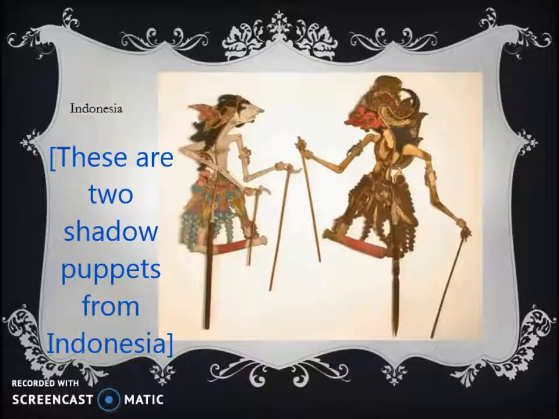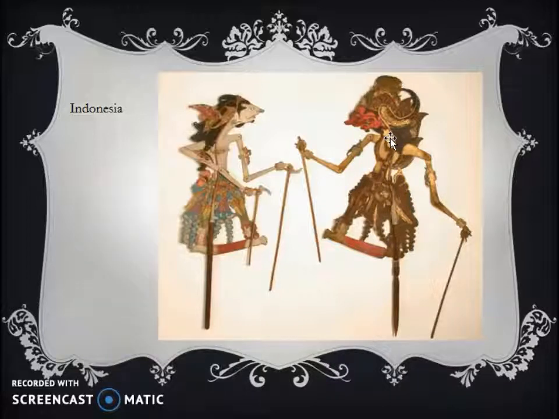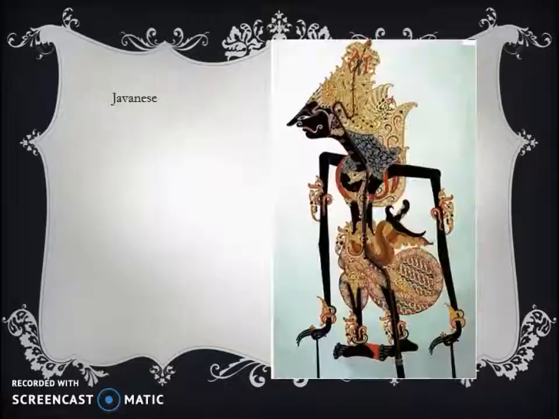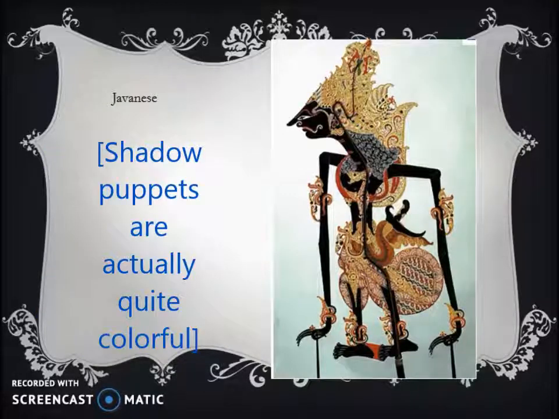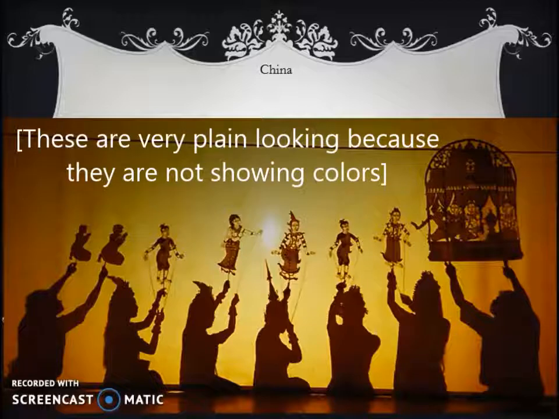So these are 2 shadow puppets from Indonesia. And you can tell that this would be the bad guy because he's got a nice red face. And they use the colors in order to show different highlights of what they wanted. So when you're thinking about color and shadow puppets, you don't really put those 2 things together. But shadow puppets are actually quite colorful. Now when you obviously shine a light behind them, you see a shadow, unless you have created holes in your shadow puppets in order to let the light come through to show the colors.